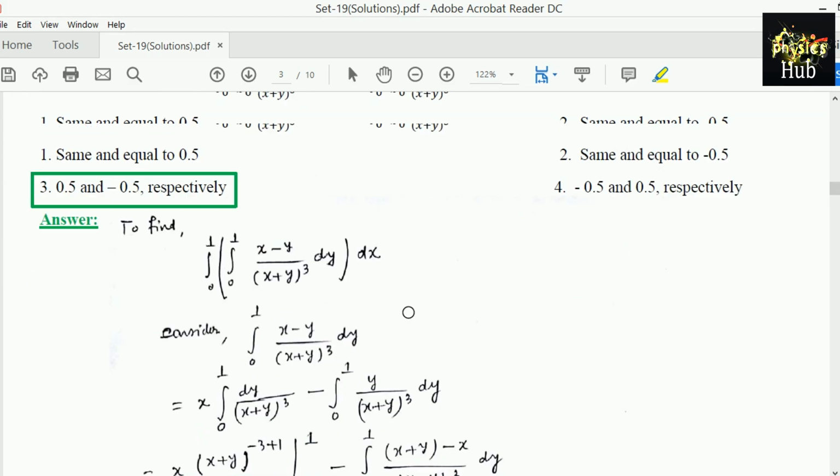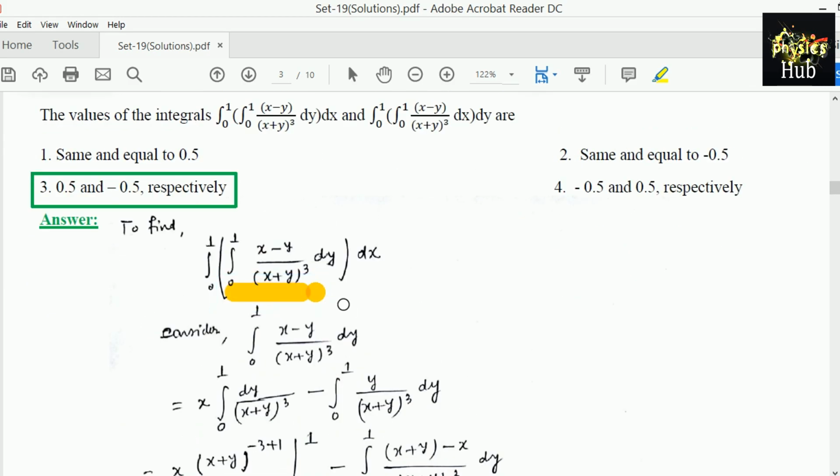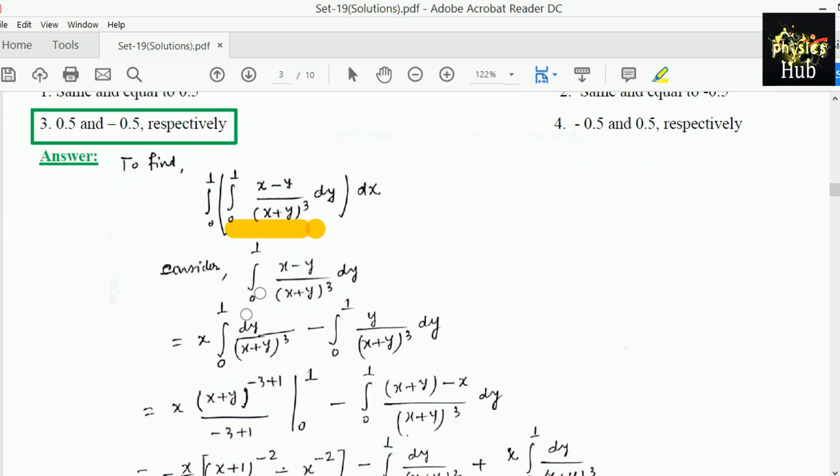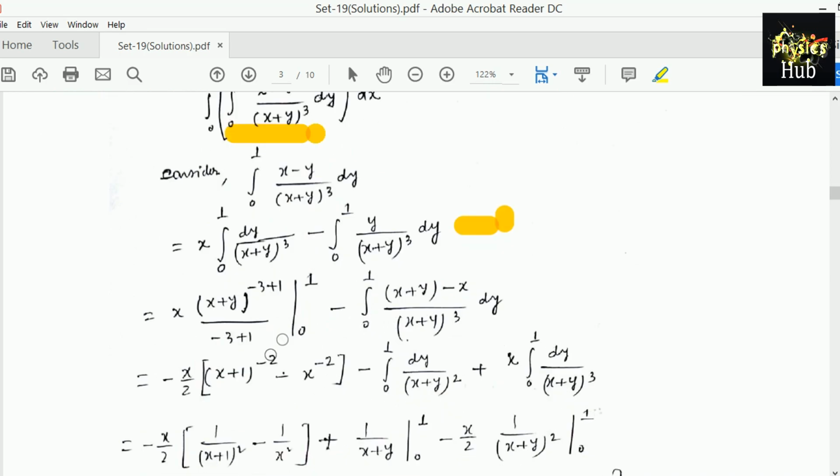So first what we are doing, we are evaluating this part, the bracketed term. So look, we have to integrate with respect to y. While calculating this integration, x can be taken outside because x is not depending on y. But here we are integrating with respect to y, so we have to keep y inside. That's why we have kept y inside. Okay, now it is straightforward integration.